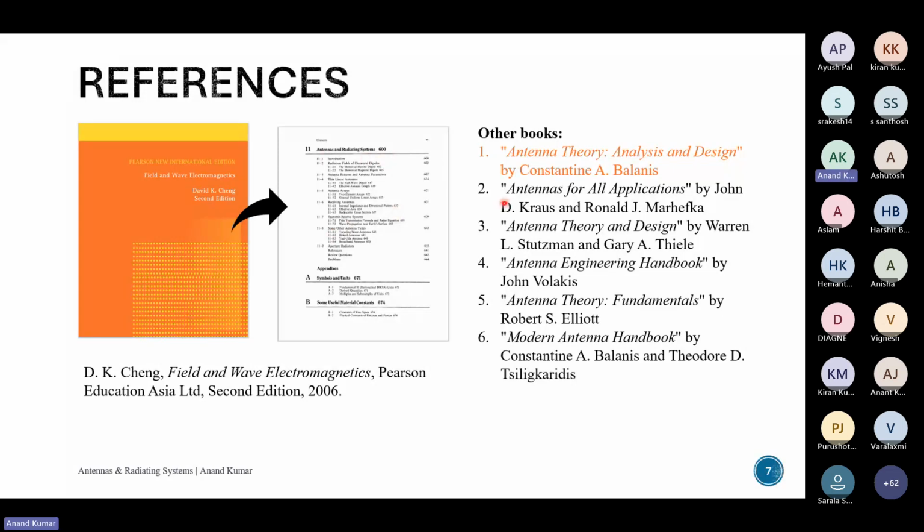If you want to go into more detail, a very good book which you might already know is Antenna Theory by C.A. Balanis, like the Bible of antenna theory. You can go through this book. There are other books which are also very good, but we'll stick to DK Cheng for this course. Everything written on the slide, you'll find it in the textbook.